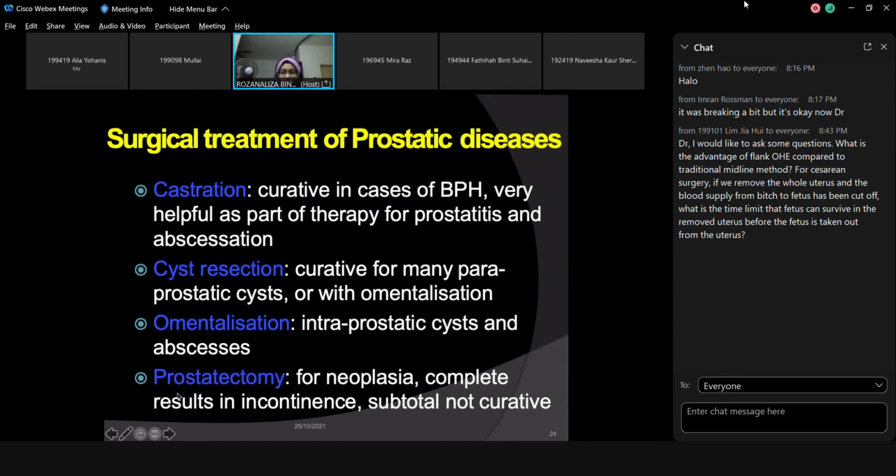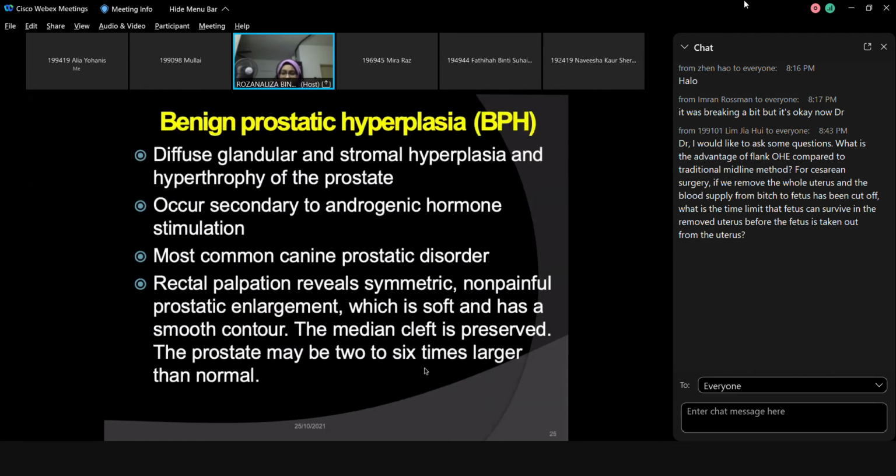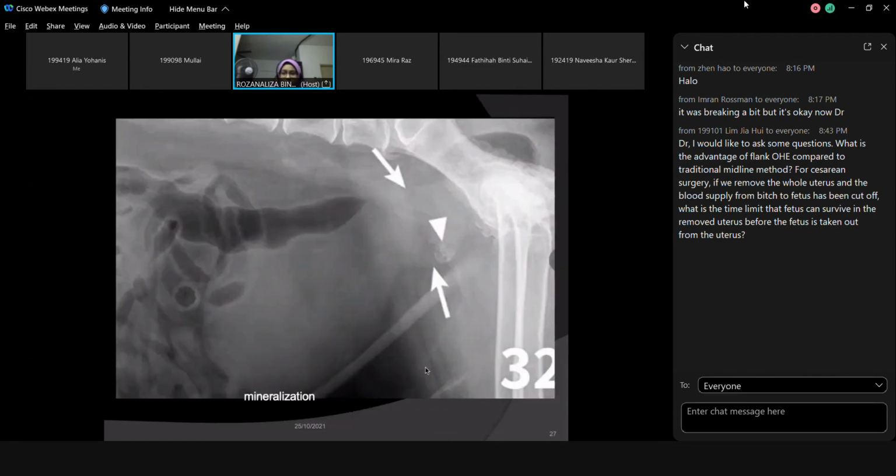Prostatectomy is also an option, just removing the prostate. Basically nothing about it is easy to perform, because you might end up with a lot of bleeding, or if this is an abscess, it's even more difficult. So you can see here, I hope you can see, this is the bladder, and you have this mineralization of the prostate.